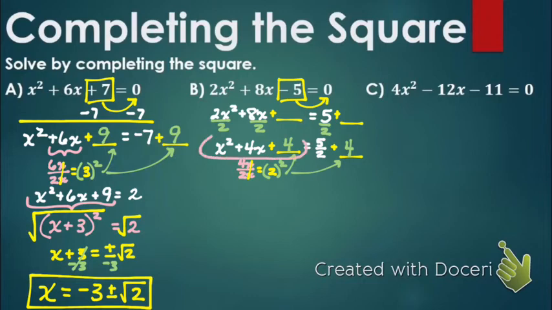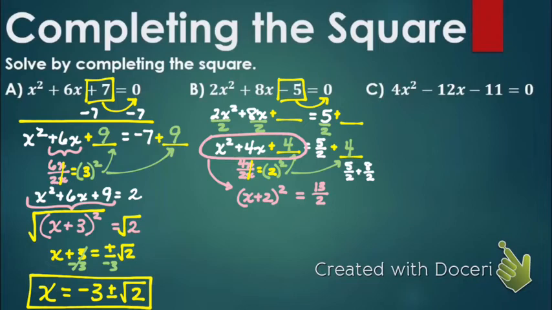How will this factor now? X plus 2, x plus 2, or x plus 2 squared equals, I have to take 5 over 2 and I have to add it to 4. I can make that 4 into 8 over 2. So 5 over 2 plus 8 over 2. And what would I get from that? 13 over 2. All right. So far, so good?